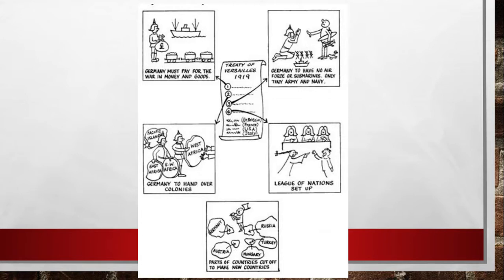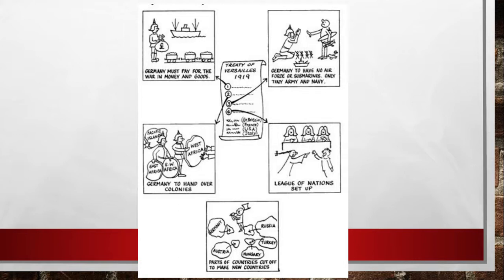If you look at this political cartoon, I think it does a good job of explaining the Treaty of Versailles. Look at where number 1 is pointing. It shows us that Germany must pay for the war, both in money and goods. Number 2, if you look below that, Germany has to hand over any colonies. And think about, what did they use the colonies for? Raw materials, money.